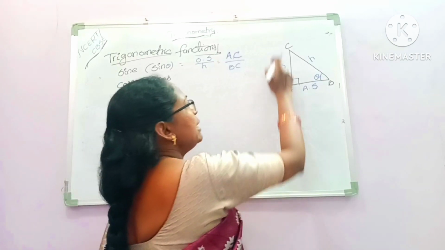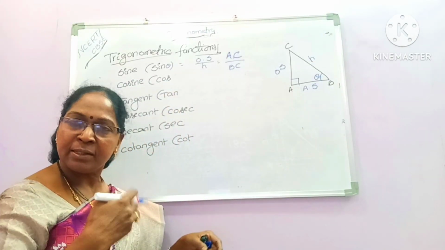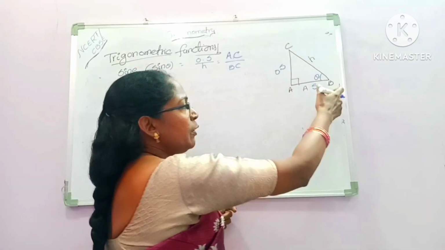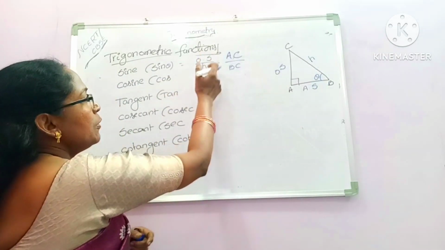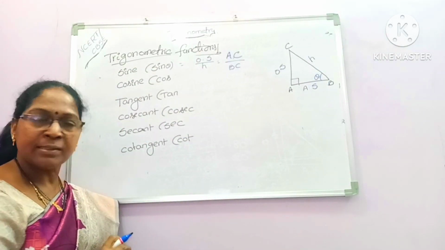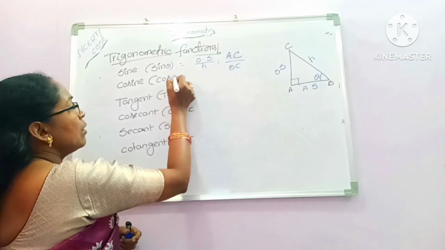Only you have to remember the formula, that is opposite side by hypotenuse. Why? Because these letters we can change. That is our wish only. According to our wish only we can represent. So opposite side by hypotenuse, that is a formula.